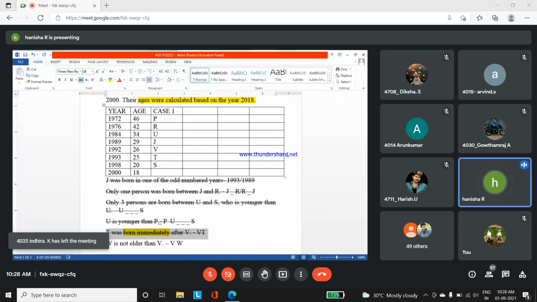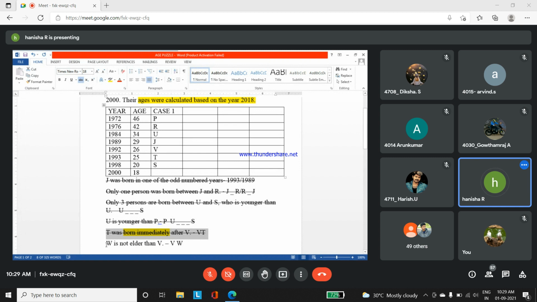Okay, so between B and T you have 1993. As your possibilities are not getting decreased as you proceed, if the possibilities have not yet decreased, then you can understand that you're moving in a wrong way. You have to redo it.